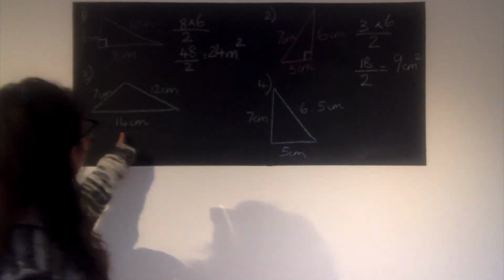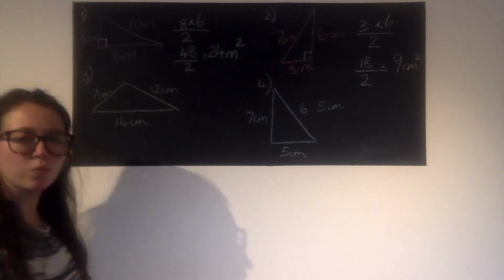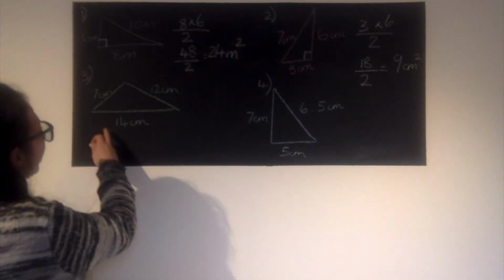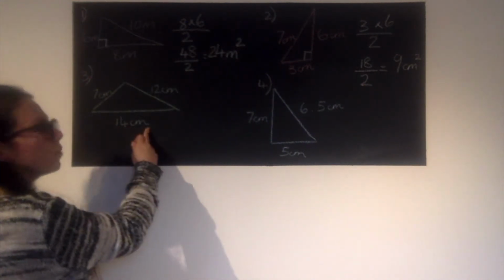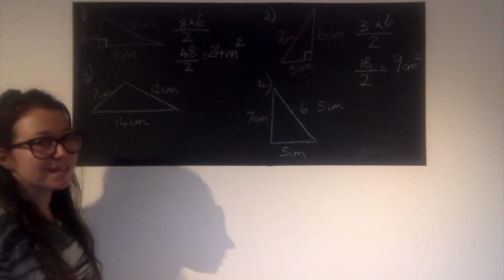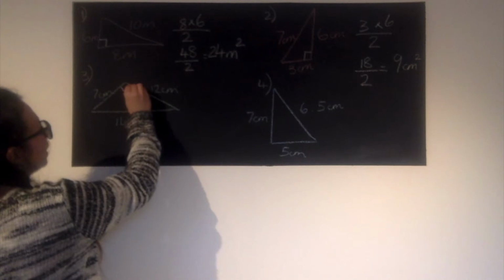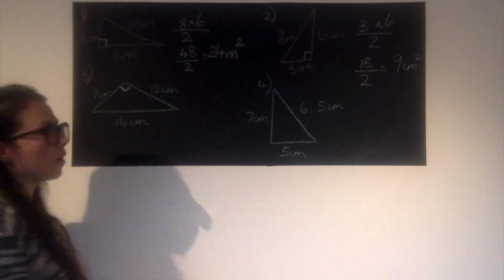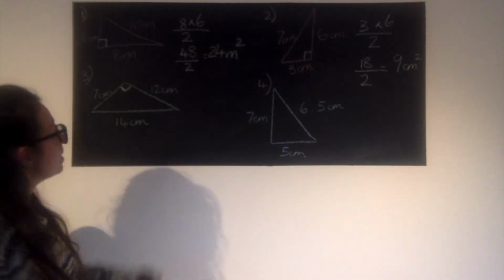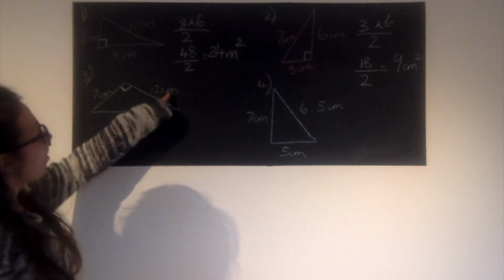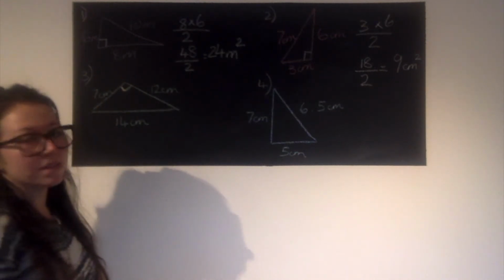And then number 3 over here, this one was a little bit more tricky. So the base, you might think, was 14 centimetres, but I'm going to tell you it's not. Up here is our right angle. Now it's quite tricky to spot, but that's our right angle. So that means that our base and our height are actually 12 and 7 centimetres.